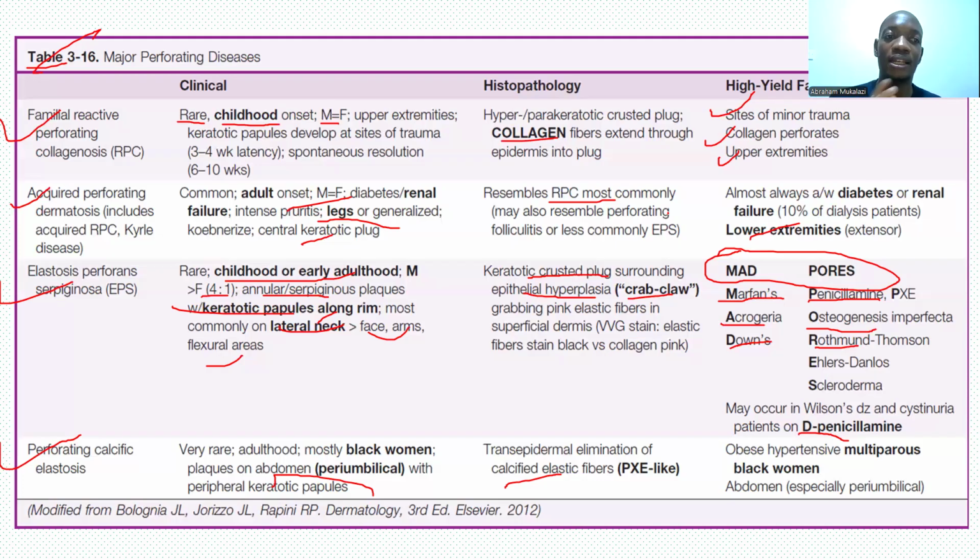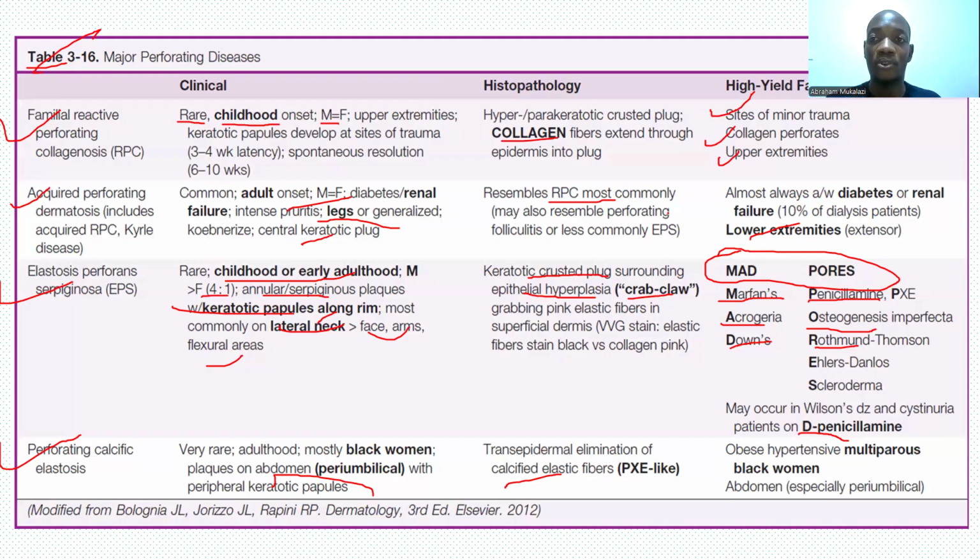Then when you go to the next one, the elastosis perforans serpiginosa, you've seen this having an onset either in childhood or even adulthood, more common in males than females, and it's the one that is associated with a lot of conditions that include Marfan syndrome, Down syndrome, scleroderma, Ehlers-Danlos syndrome, Rothmund-Thomson syndrome, osteogenesis imperfecta, and the use of penicillamine as a drug. Let's say that you have that picture.